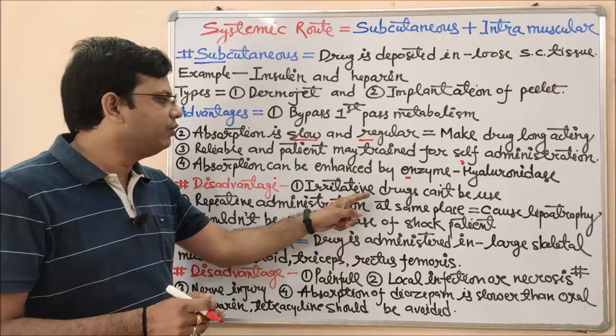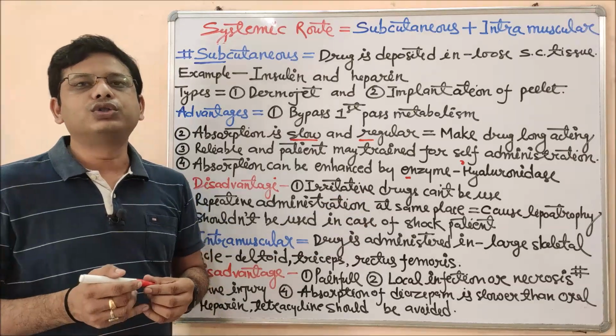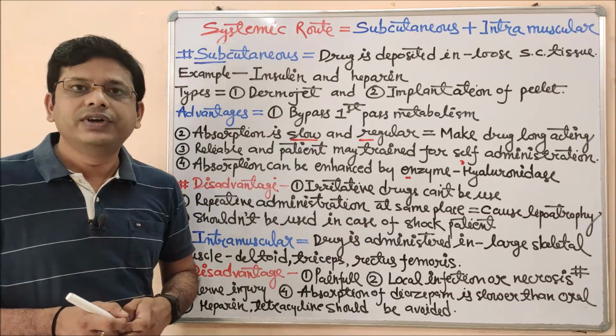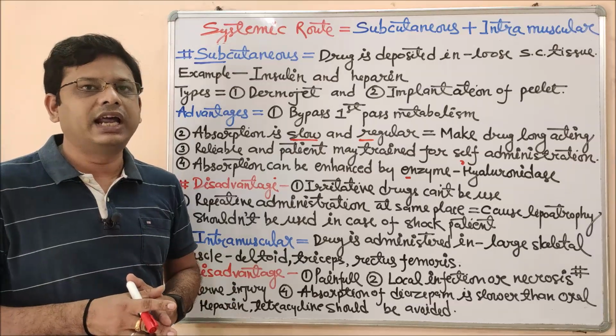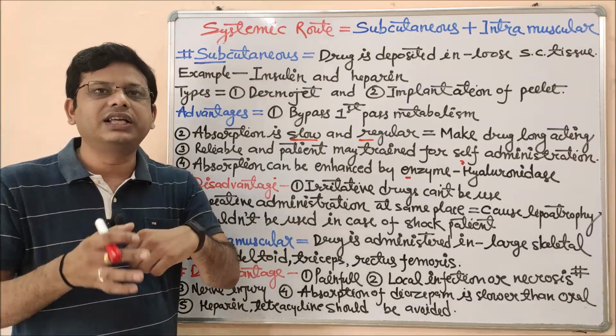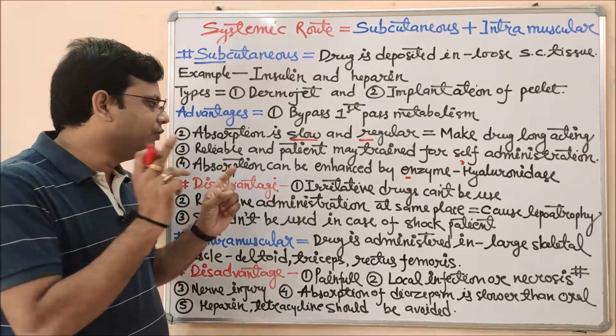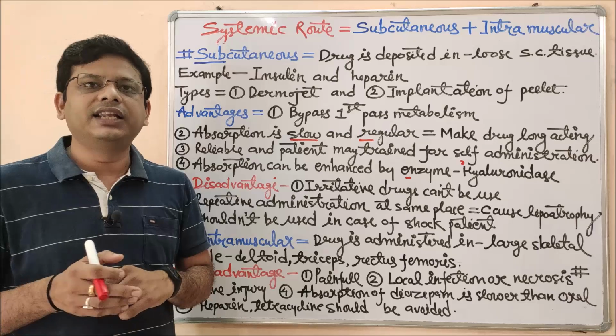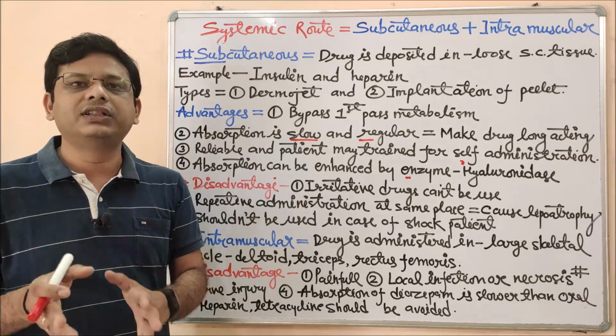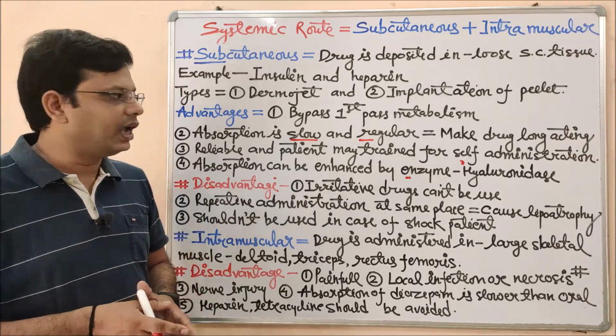First, it says irritative drugs cannot be used. All those drugs which are irritative in nature, corrosive in nature, cannot be given through this route of drug administration, because at that particular part there are so many nerve endings present, and that substance, that is called an irritative drug, may affect the nerve endings, and that will be problematic for the patient who has taken this drug via the subcutaneous route of drug administration.